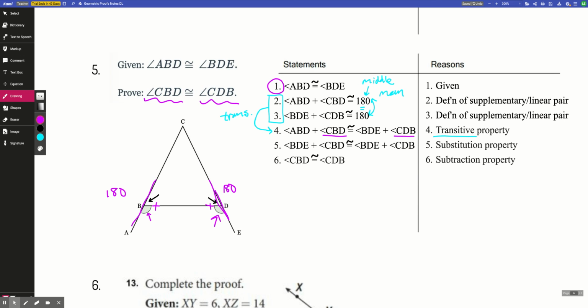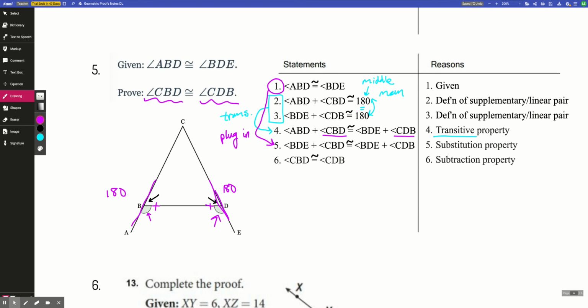Well, I know that those two are congruent. So what I'm going to do is plug one of those in for the other, so that way I have something that's the same on both sides so that I can subtract that extra angle away, which is exactly what I did, right?